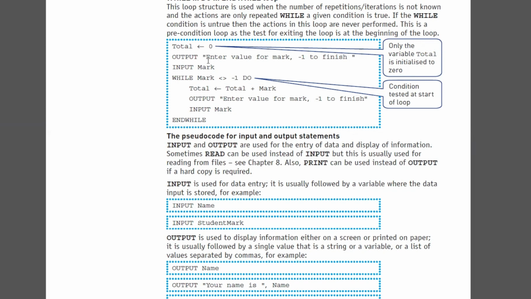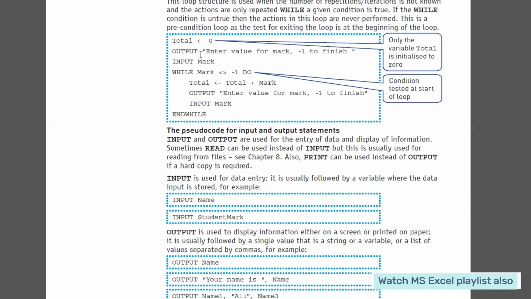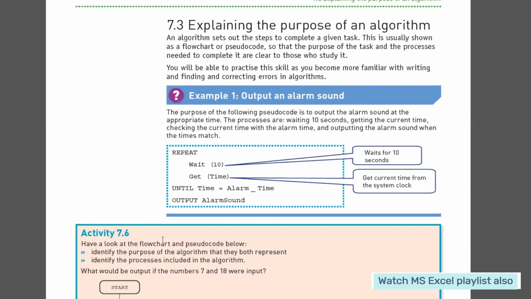For example, you can see here, enter value for mark -1 to finish. So this is a message, and that will be needed only. I don't have any variable here. So that is why I will simply write down this output statement where a message is given with double quotations. On the contrary, if I have a message and a variable, then I will definitely go in the same manner. Depends upon the question, and then you will decide accordingly.